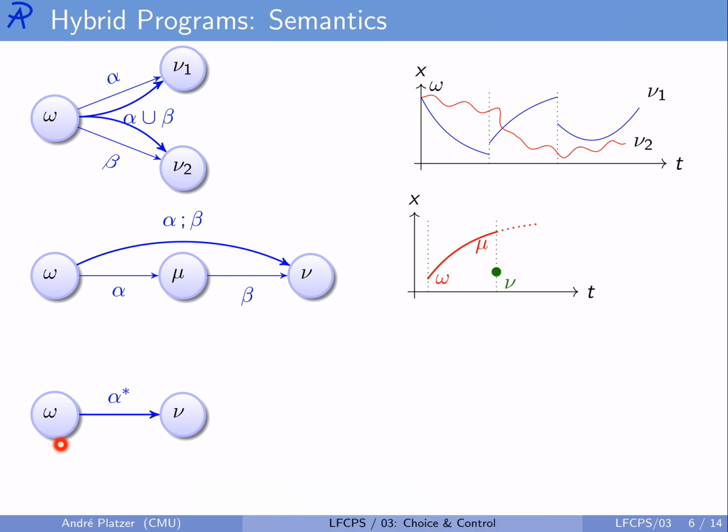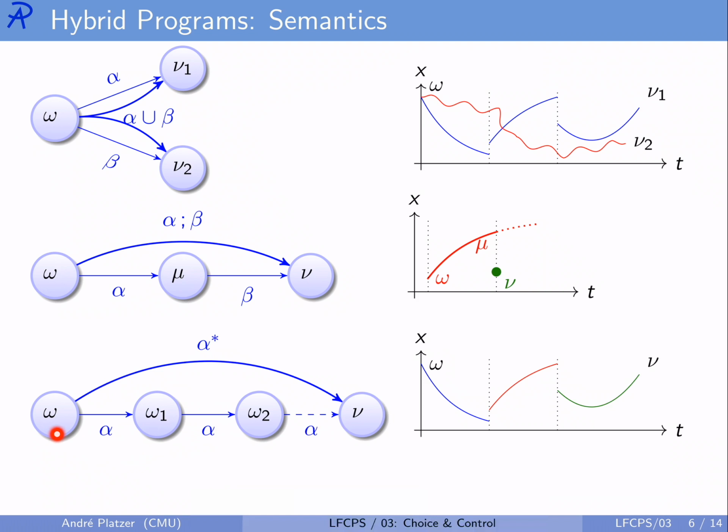For a non-deterministic repetition, we will go from an old state omega to a new state nu by repeating alpha. So we'll go through some intermediate state omega 1 that we got to by running alpha, then go to an intermediate state omega 2 that we got to by running alpha yet again, and go to an intermediate state that we got to, dot dot dot, by running alpha to some final state nu. And any states that we could get to by repeating alpha any number of times in this way is reachable by running the repetition operator alpha star. So for example, follow continuously, then do a discrete change, and follow continuously, then do a discrete change, then follow continuously. A typical hybrid systems behavior.